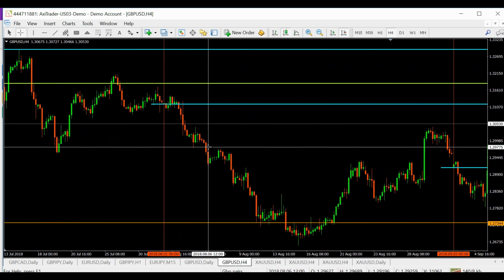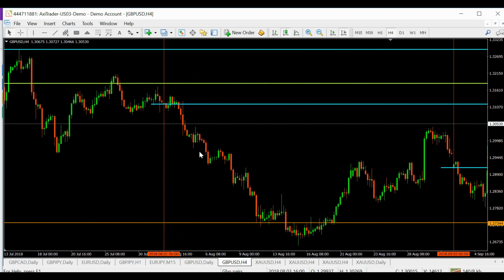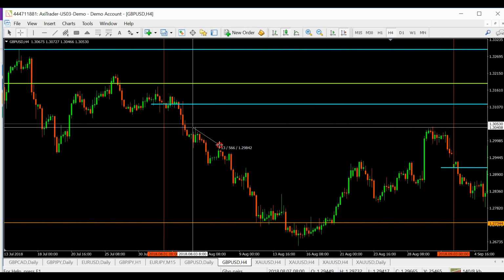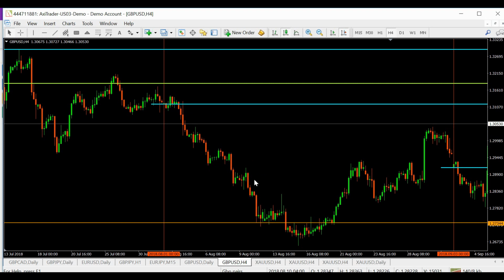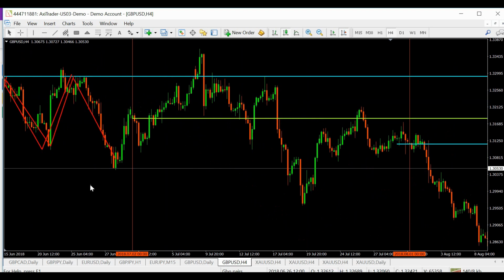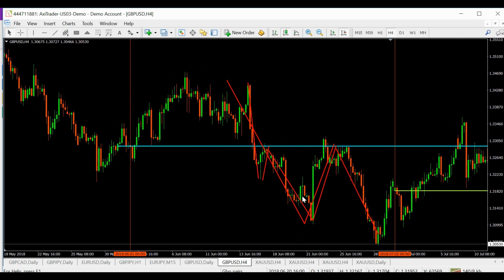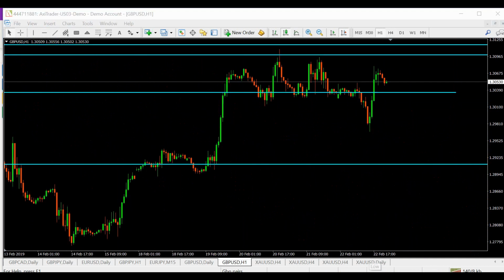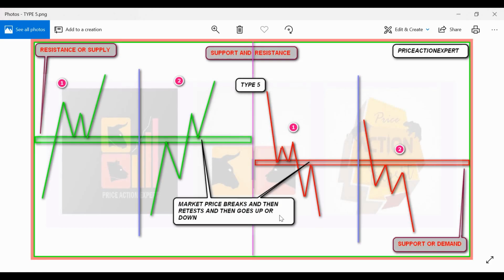You can see here smaller and smaller time frames too. Breaks down, retest, down, breaks down, retest, down. I hope you understood this. Okay, let's move on to next type.